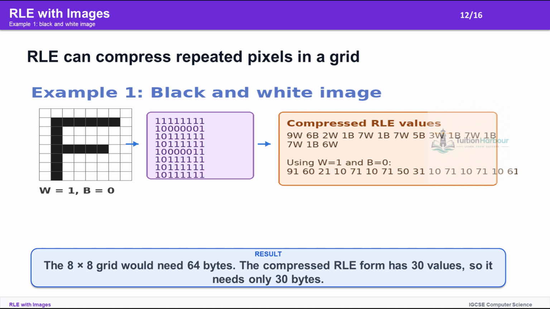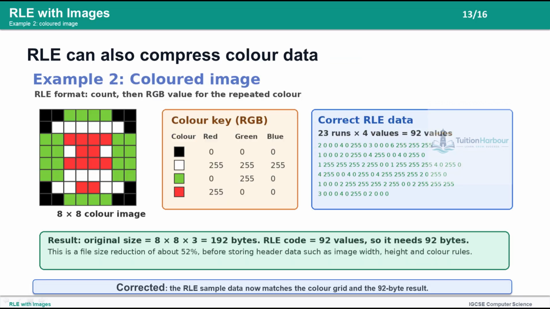RLE can compress repeated pixels in a black and white image. If the same color appears many times in a row, RLE stores the run length and the color value instead of storing every pixel separately. In the example, the original grid needs 64 bytes, but the compressed form needs 30 bytes.